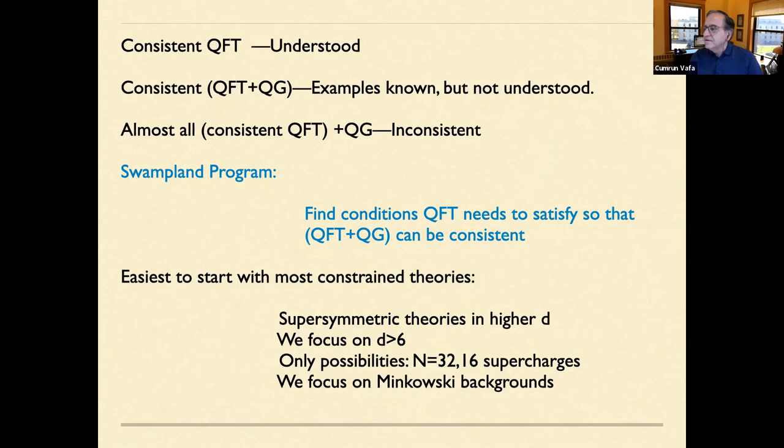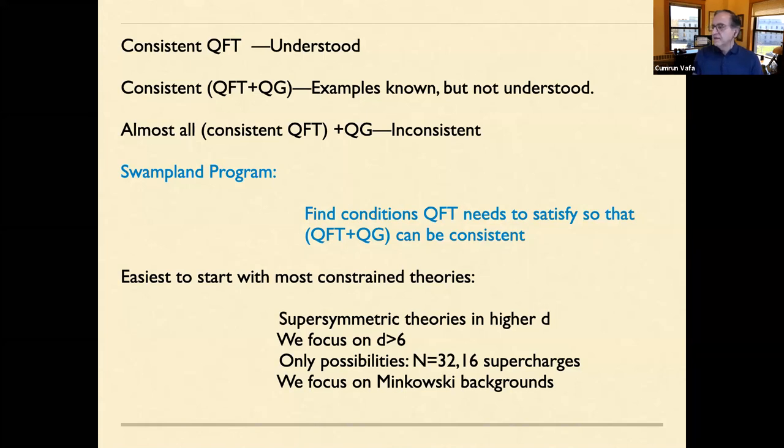Thank you. So it's easiest to start with the most constrained theories. In fact, the supersymmetric theories are the most constrained ones. So we might as well start with supersymmetric theories, and we could restrict our attention to higher dimensions because there are more restrictions in higher dimensions. Given the difficulty of this program, it seems best to start with the easiest case, which is the consideration of supersymmetric theories in dimensions, let's say, bigger than six. So we will focus on supersymmetric theories in dimension bigger than six.